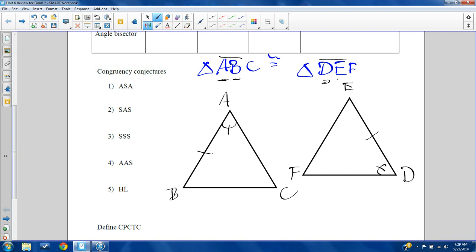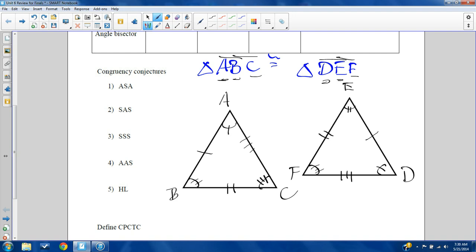Angle B is congruent to angle E, so here's angle E and here's angle B. Segment BC will be congruent to segment EF. And then angle C is congruent to angle F. And segment CA, or AC, is congruent to segment DF. So here's DF, here's AC.